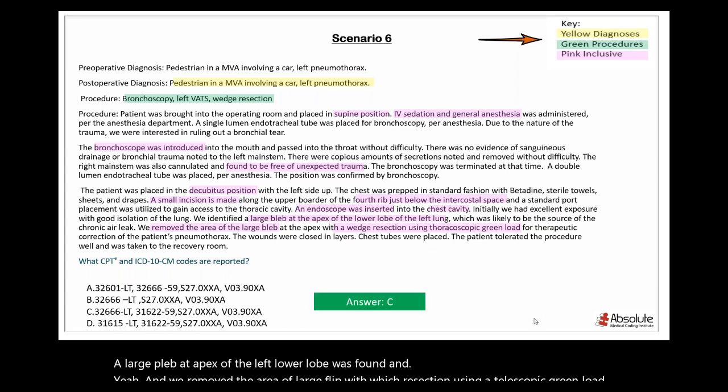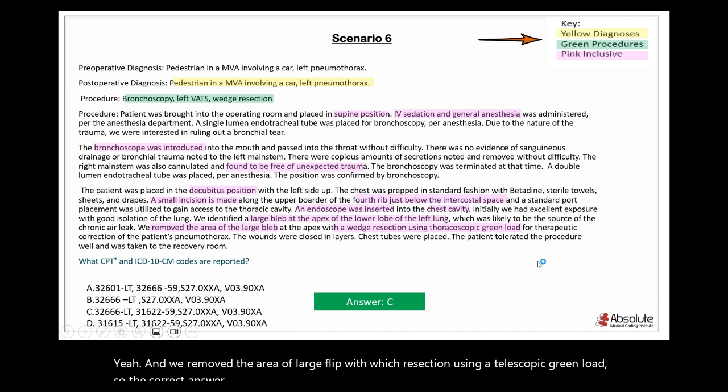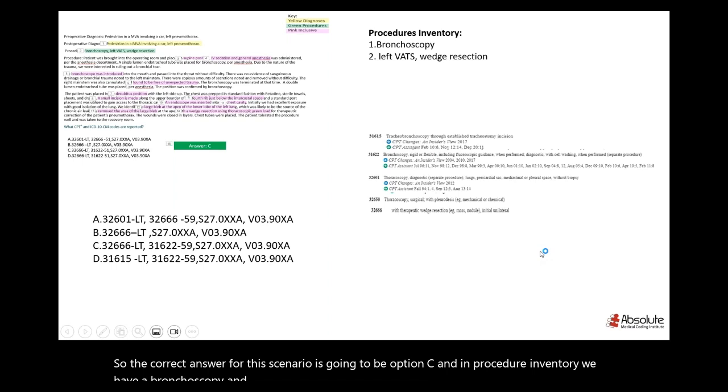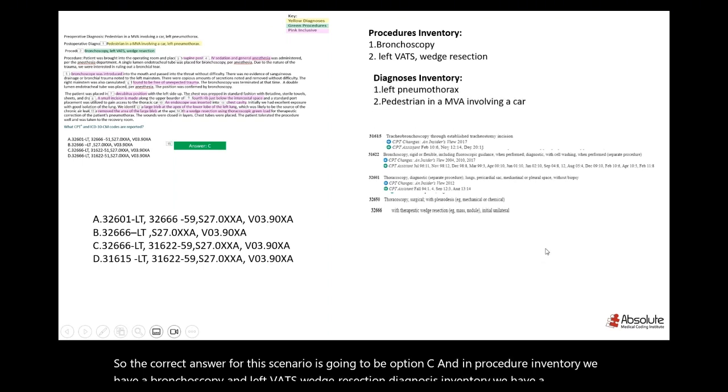So the correct answer for this scenario is going to be option C. And in procedure inventory, we have a bronchoscopy and left VATS wedge resection. Diagnosis inventory, we have a left pneumothorax and a pedestrian in MVA.